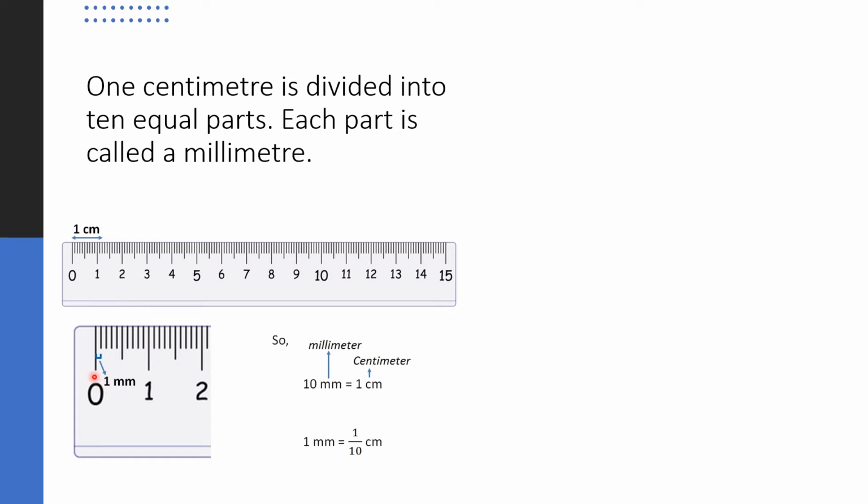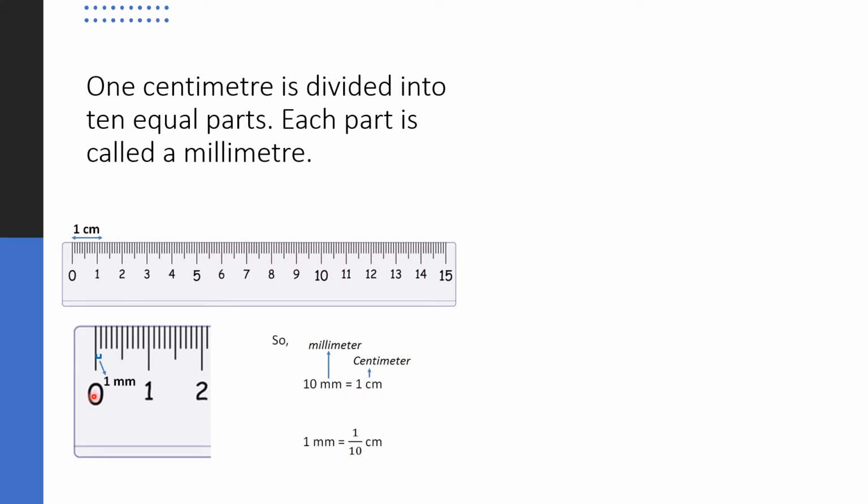So from 0 to 1, this is a centimeter. From 1 to 2, it is a centimeter. Between these numbers, small lines are given. These lines indicate millimeters. Here 10 small lines are there. So 10 millimeter is equal to 1 centimeter.